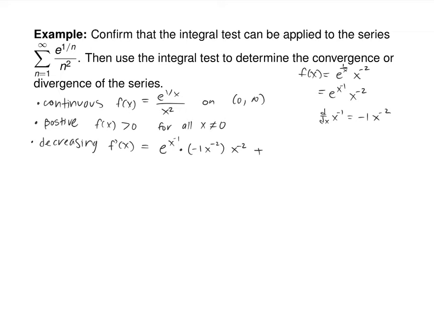Okay. Why did x to the negative 2 just pop out there? Well, because the product rule works: derivative of the first function times the second function, right? Yep. Then e to the x to the negative first times the derivative of x to the negative 2, which is negative 2x to the negative third.